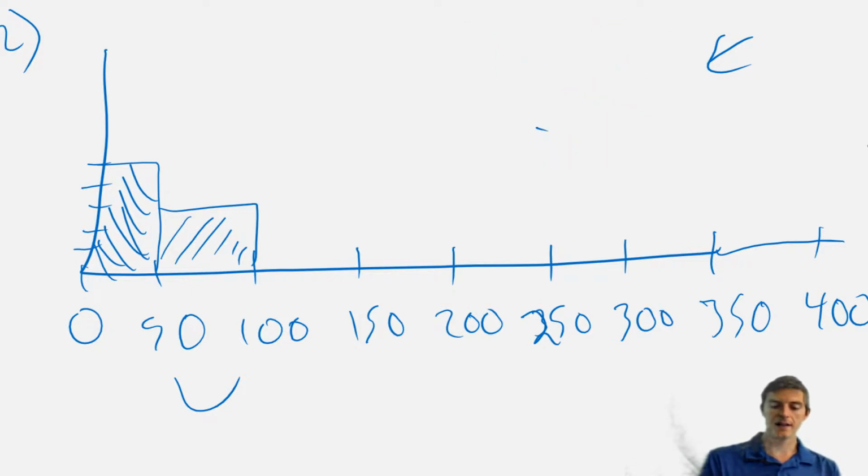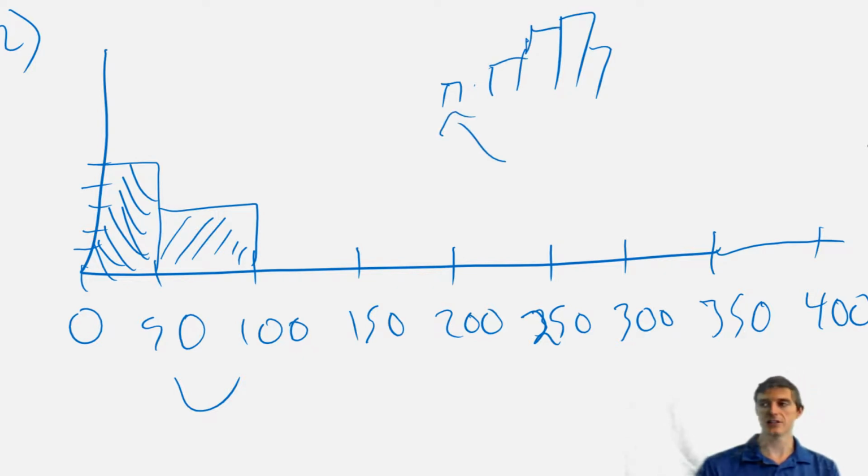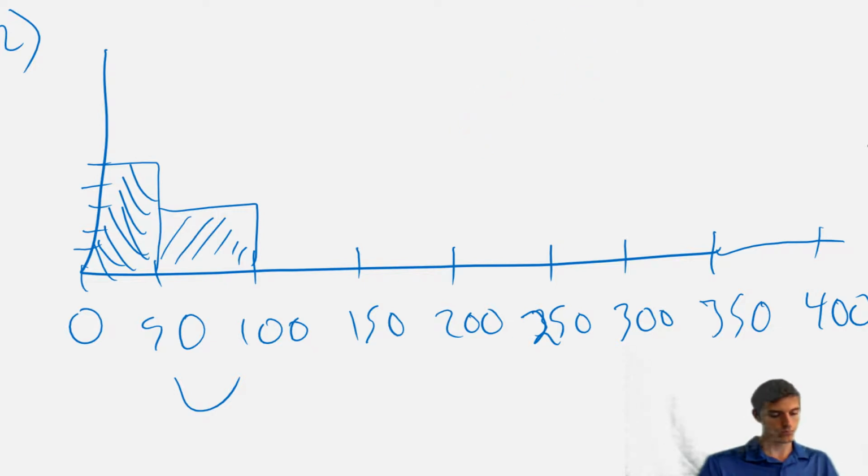So if our histogram looked something like, let's say like this, this would be skewed left because our outlier is on the left side, right? So skew is really asking where are the outliers, which side they're on. Okay.